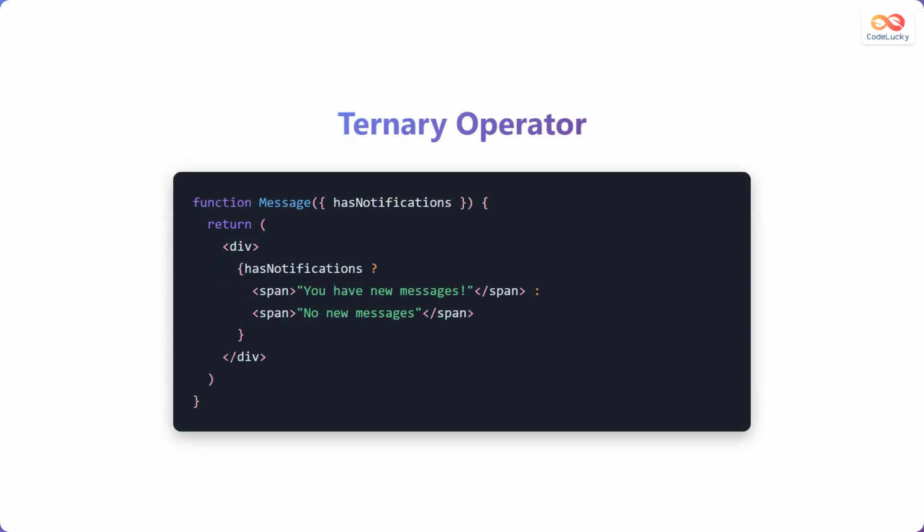The ternary operator provides a concise way to write conditional expressions. The code shows a Message component that uses a ternary operator to display a different message based on whether the user has notifications or not. If hasNotifications is true, it displays "You have new messages." Otherwise, it displays "No new messages." The ternary operator is great for simple, inline conditional rendering.